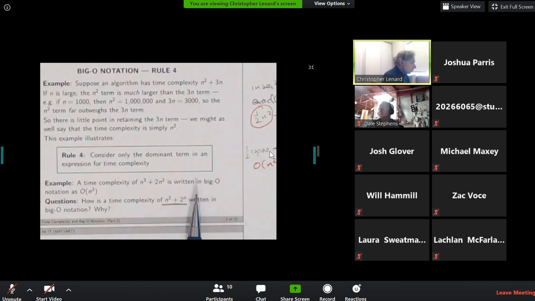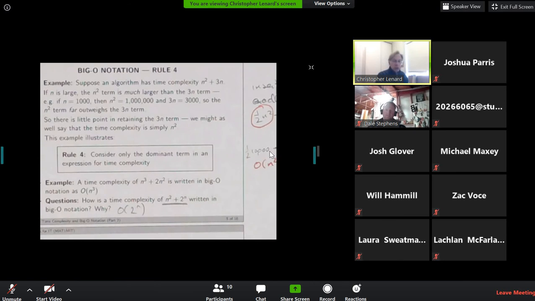Okay, so if n is big, out of n squared and 2 to the n, which one is going to be bigger? You say to yourself, well, that's exponential growth, 2 to the n. This is a power, and exponentials always beat powers. So this is going to be order 2 to the n, because it's going to be dominating.